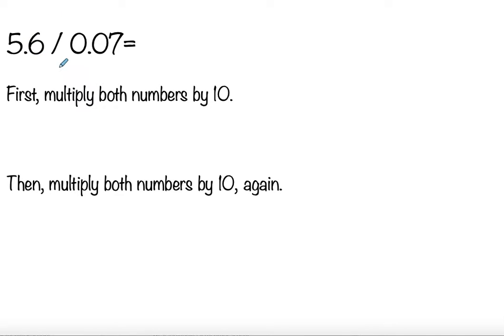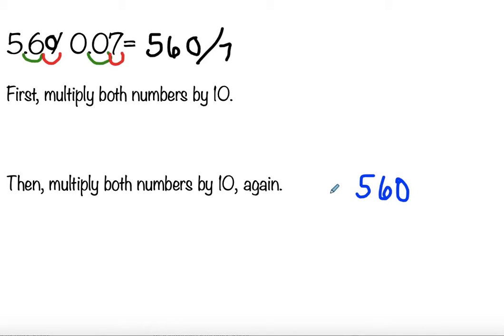This time we have 5 and 6/10 divided by 7 hundredths. So again, we're going to multiply both numbers by 10 because we want to get our divisor down to a whole number. So we move this guy here. And then we're going to do it again because we need to move it so this becomes a whole number. So we're going to have to move this guy over here. And we're going to have to add a 0 because we need to fill that in. So now we have 560 divided by 7 as our new equation. And we're going to go ahead and work that out over here. 560 divided by 7.